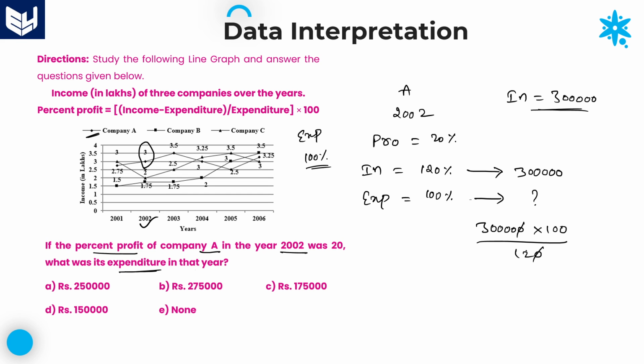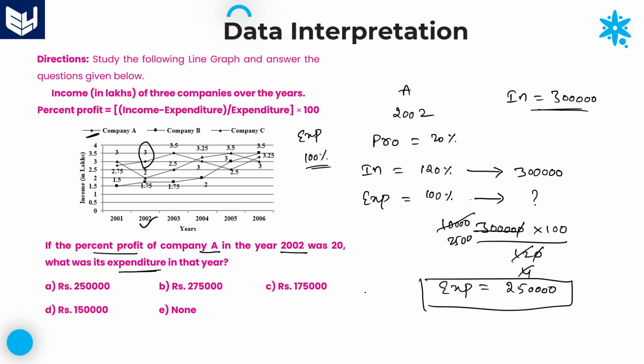Here the zeros get cancelled. 3 fours are 3 ten-thousands, and next, 4 twenty-fives are 100, with 2 more zeros. Here 2500 into 100 is equal to 2,50,000. Therefore, the required expenditure of company A in the year 2002 is 2,50,000. If you look at the options, option A is the right answer for this question. Option A.